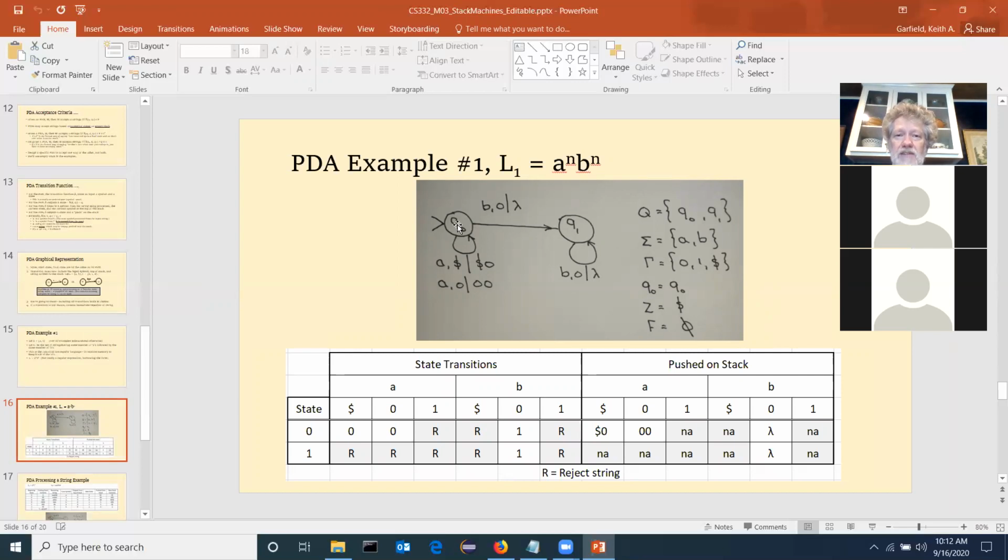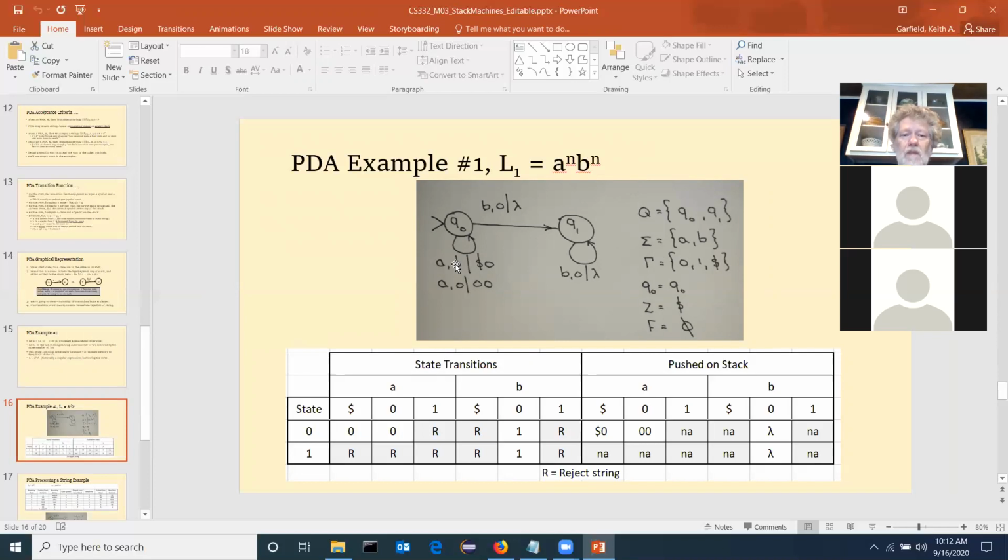Otherwise, I'm going to have some A's followed by some B's, and the very first time I see an A, I'm going to have an empty stack symbol on the stack. So that's what this transition here is about, a $ sign. And we said every time we see an A, we're going to push a symbol on the stack. I'm going to use the zeros to count. I notice in this example, even though my stack alphabet is 0, 1, $, I never need to use the ones.